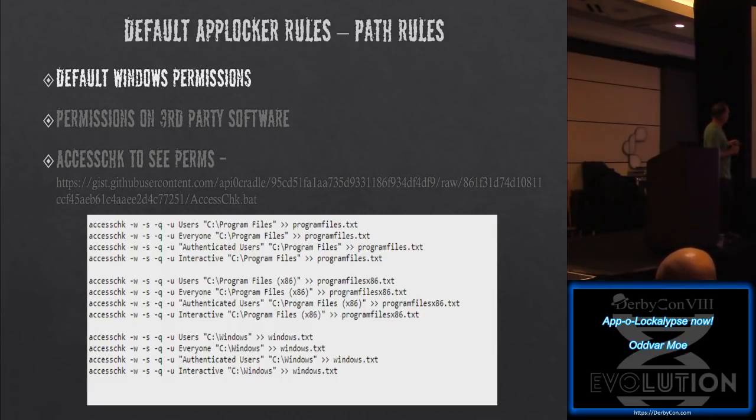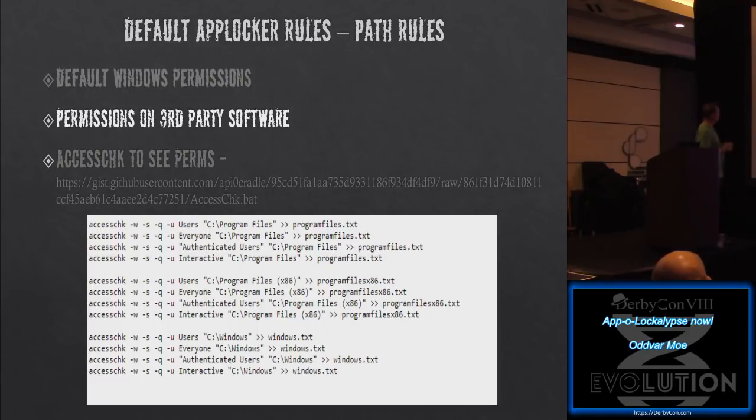And as you can see in the bottom here, you can download something called AccessChk from Sysinternals, and you can run these commands here to pipe out every folder you have write access to as a normal user. And you need to do it for users, everyone, authenticated users, and interactive to get all the ACLs. That's an important step. There's a link there if you're too lazy to write these out.